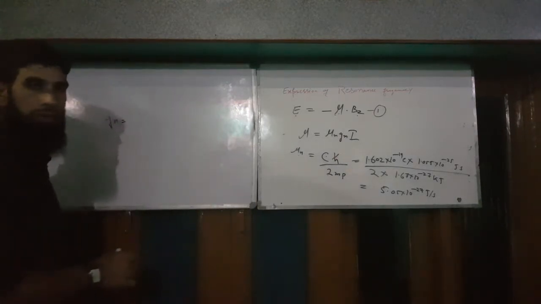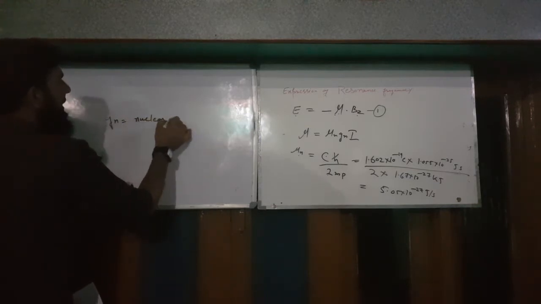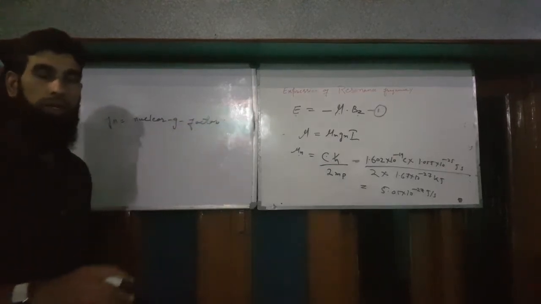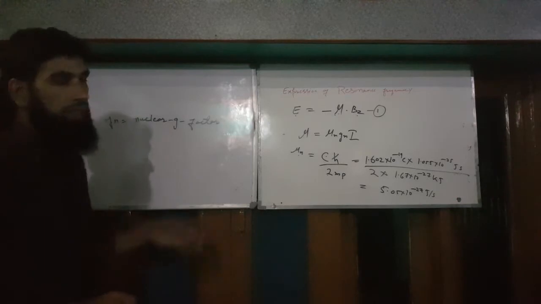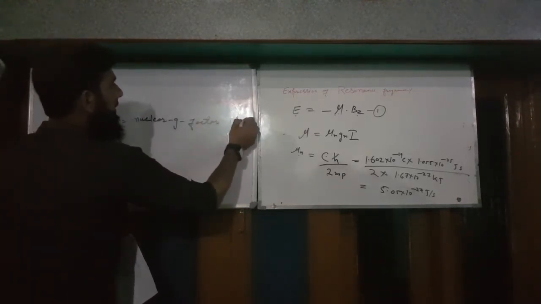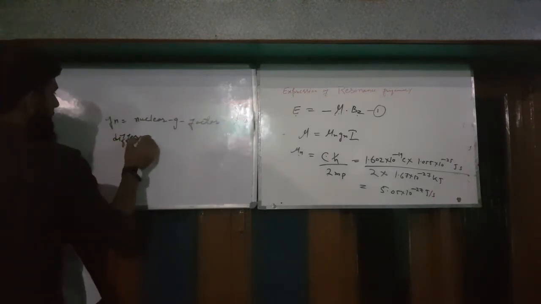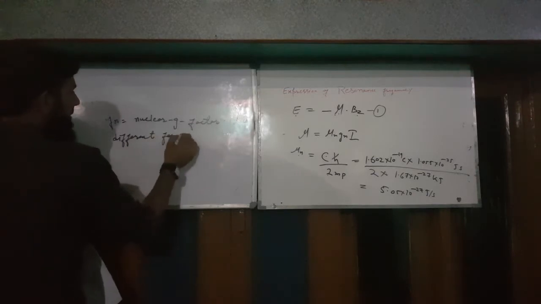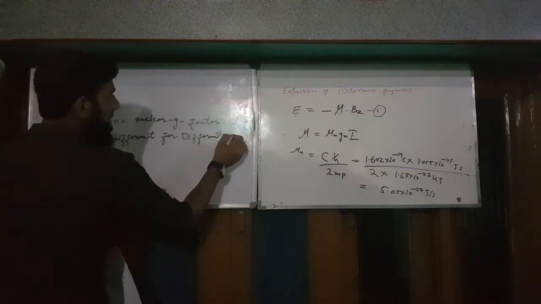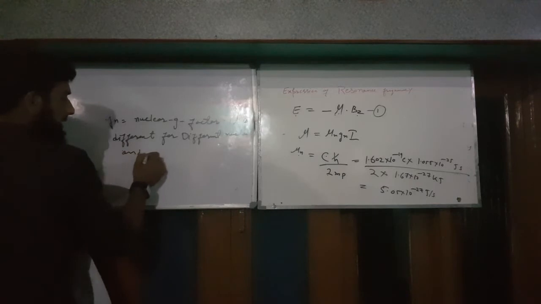Gn is the nuclear G factor. It is different for different nuclei and is determined experimentally.